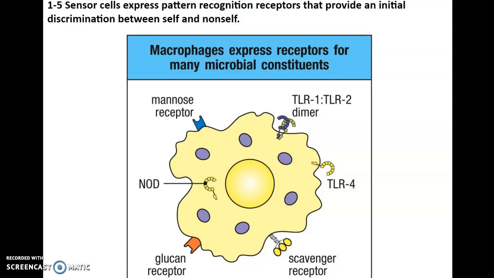So we've got lots of receptors on this macrophage, and when it senses something that is common in one of these pathogens, it would react to it by a couple of processes. One is phagocytosis, and the other is releasing cytokines to recruit other innate immune cells to the area, as well as start the inflammatory process.